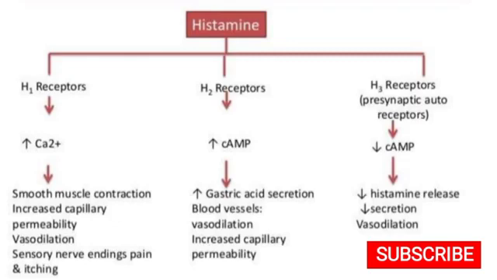Now the third receptor is the H3 receptor, that is present basically as a presynaptic autoreceptor. They decrease the cyclic AMP and decrease the histamine release and decrease all secretions in the body, like gastric acid, HCl, pepsin, salivary gland secretion. All the secretions are decreased and it causes vasodilation in the blood vessels.